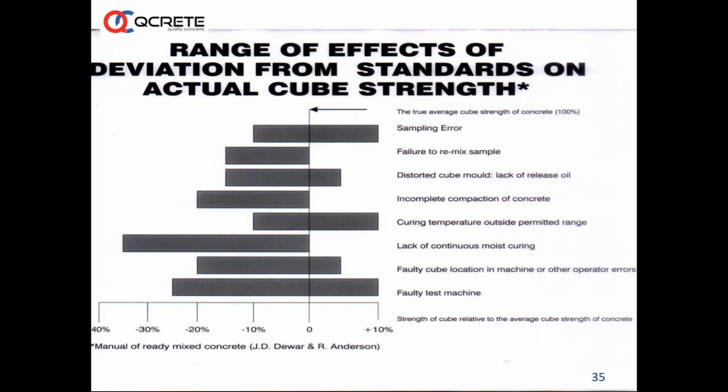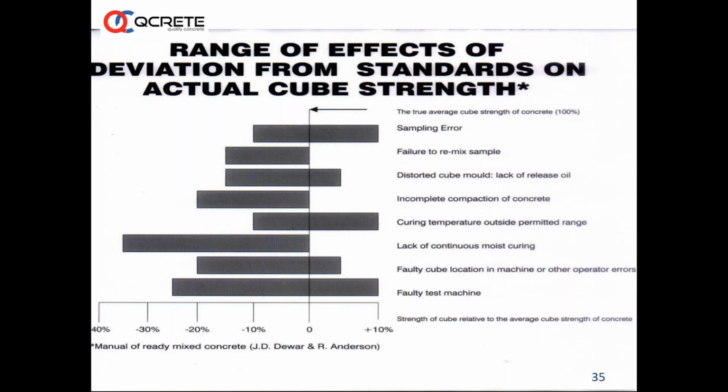So why does this kind of thing happen? These differences happen because of variations that occur in the steps that we are going to talk about now. A sampling error will lead to some deviation of about plus or minus 10%. Failure to remix the sample, very important, is negative, it will give about 15%. Distorted cube molds or lack of oil, incomplete compaction can be totally negative, 20%. Curing temperature outside the range, lack of continuous moist curing, it can give about 35%. Faulty cube location, faulty test machine. So all these factors contribute to variation in the cube strength.